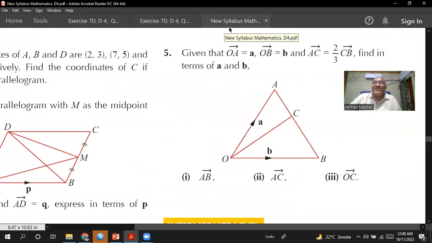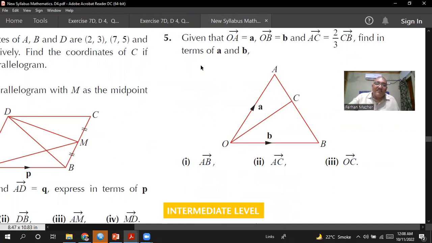And this is how you will do the question number 5. And I hope you understand.